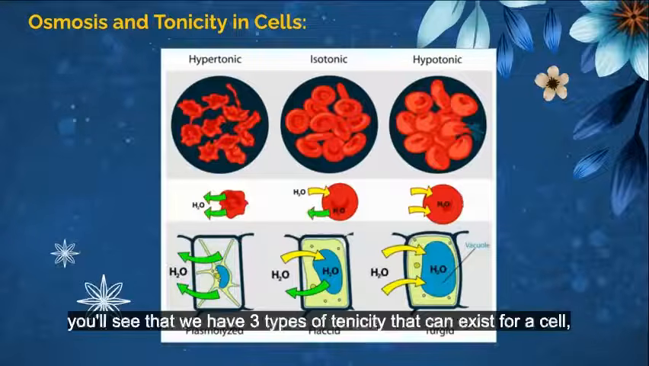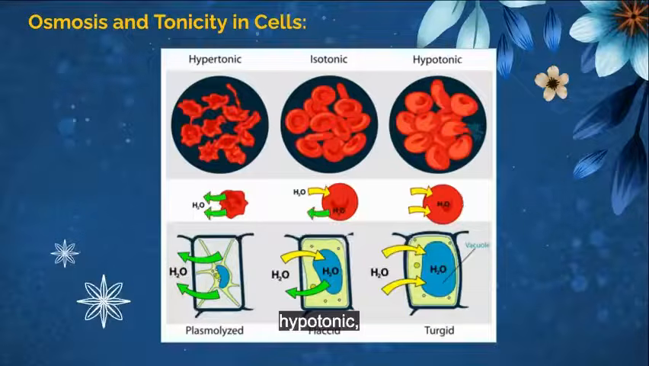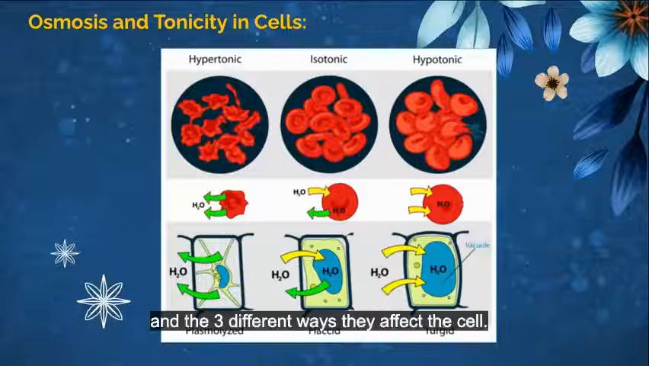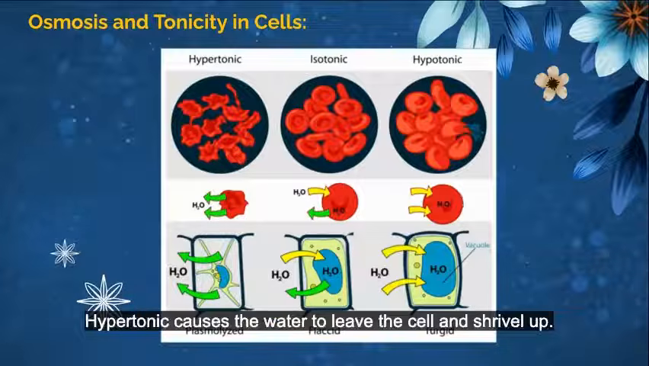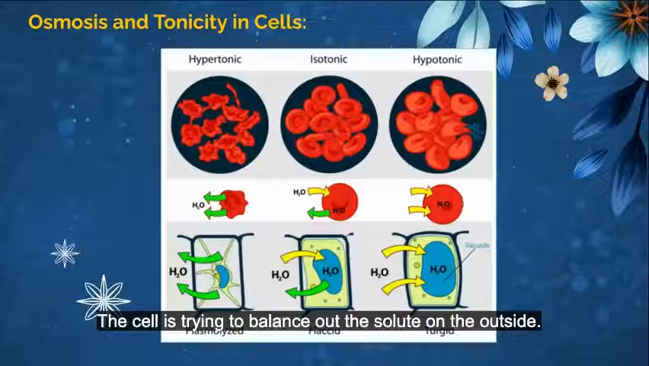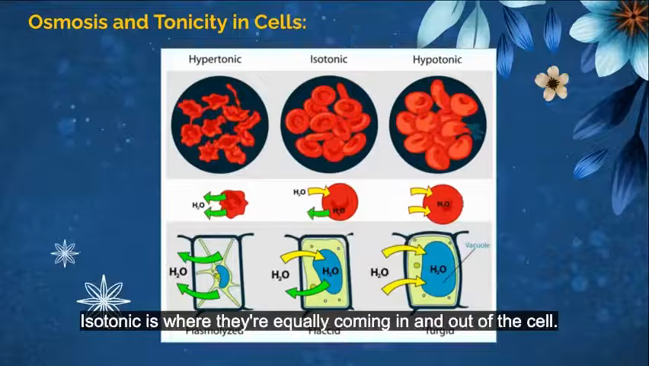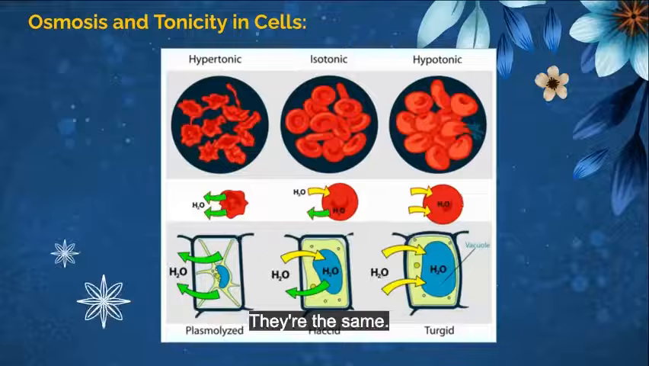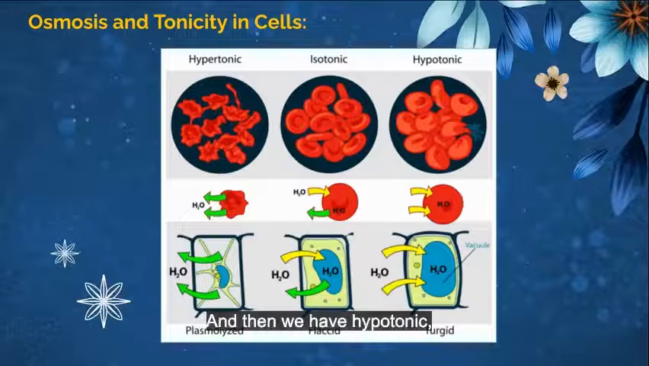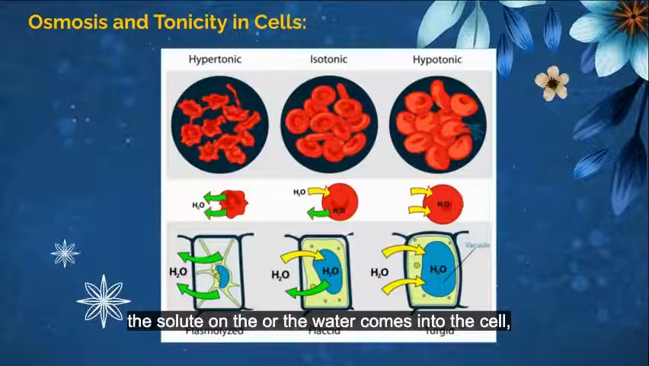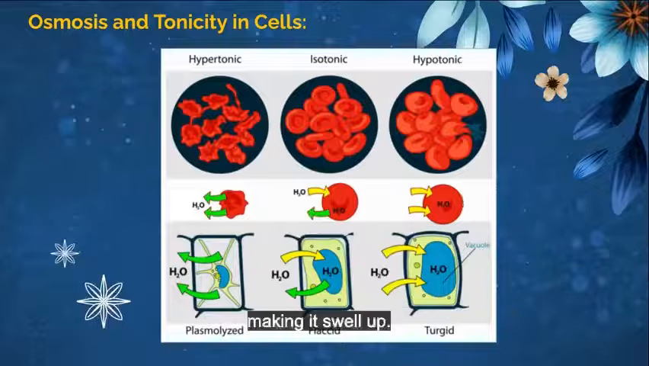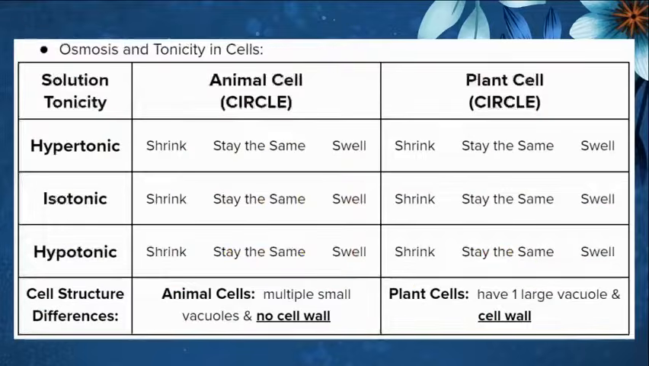On this slide, you'll see that we have three types of tonicity that can exist for a cell: hypertonic, hypotonic, and isotonic, and the three different ways they affect the cell. Hypertonic causes the water to leave the cell and shrivel up. The cell is trying to balance out the solute on the outside. Isotonic is where water is equally coming in and out of the cell. They're the same. And then we have hypotonic, where the water comes into the cell, making it swell up.